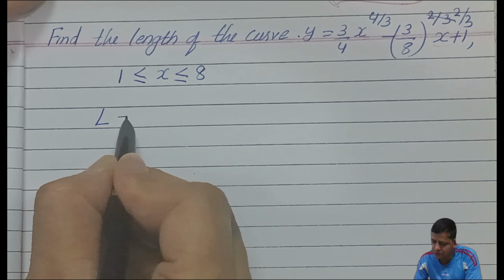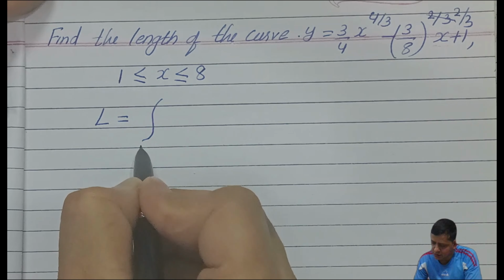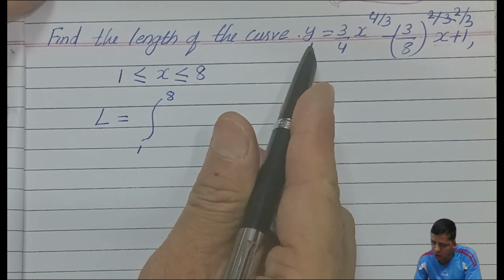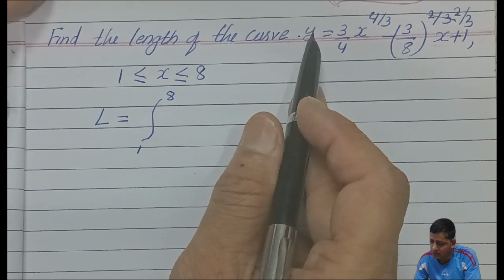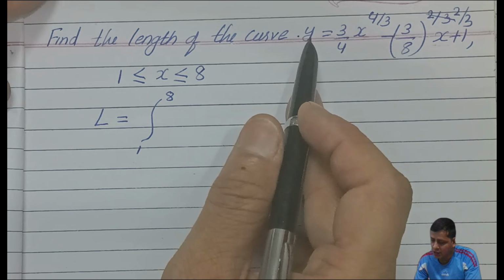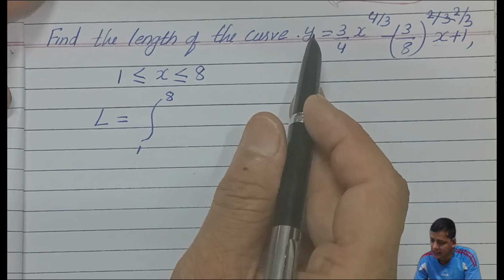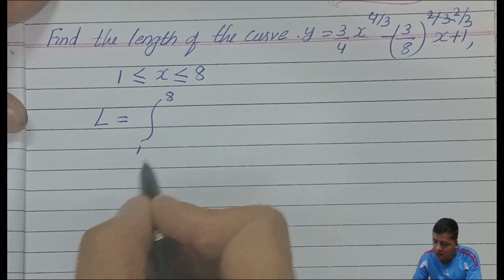So now we know the formula. Let me write down a reminder of the formula. Here you know what to do: the integration from 1 to 8. Because the value is given for y, we differentiate with the help of x. That's what we have to remember. I've been telling you it is opposite whenever we do this. If the question gives y, then we should differentiate with the help of x. So let's differentiate now.